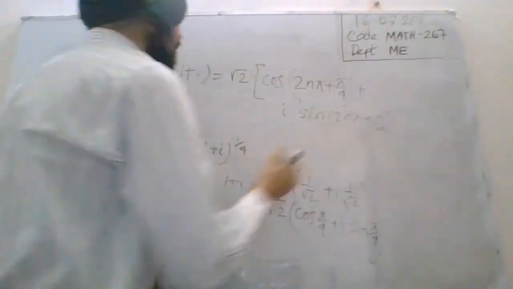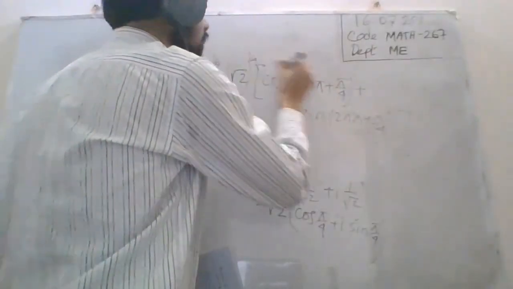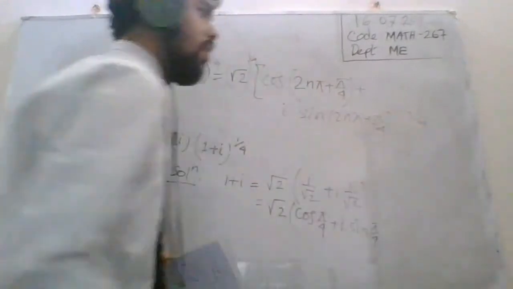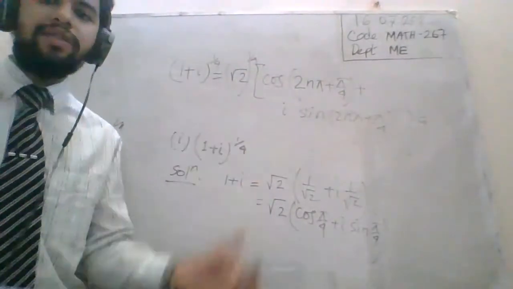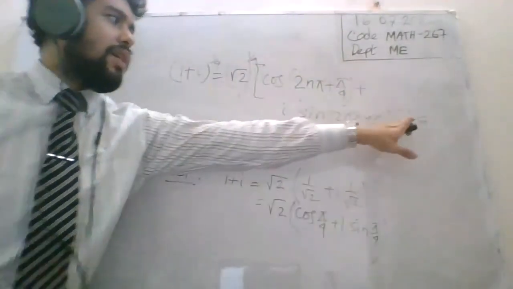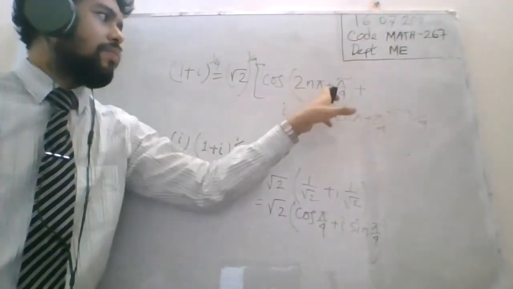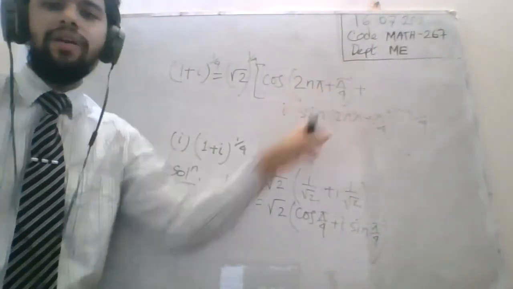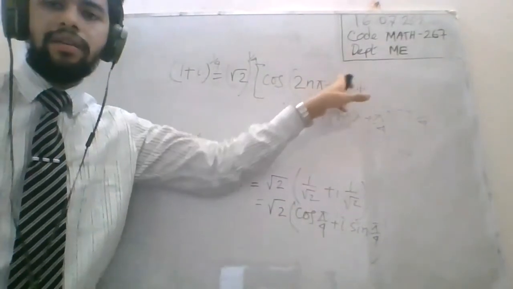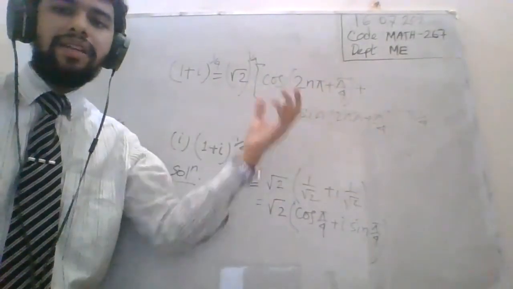Okay, and then just put the power 1 by 4 here and apply it, and then apply de Moivre's theorem. Just multiply (2n pi plus pi by 4) by 1 by 4, that means divided by 4. Just apply de Moivre's theorem, and you can get your required result.